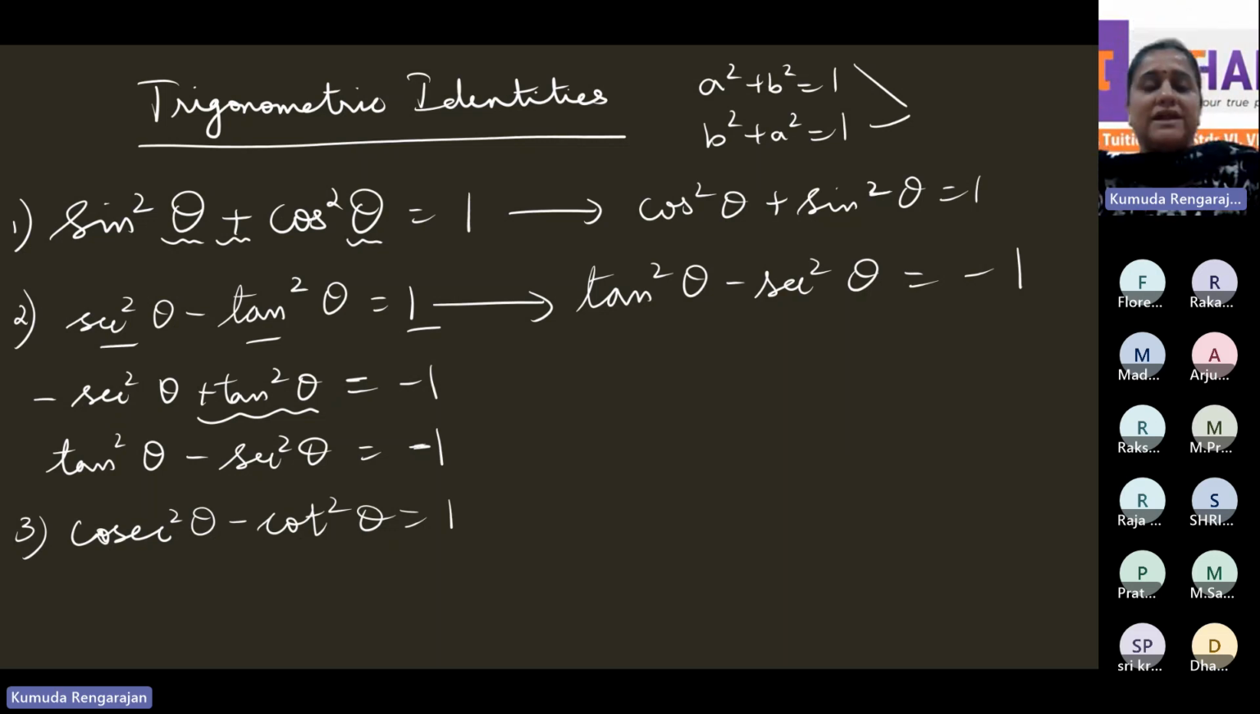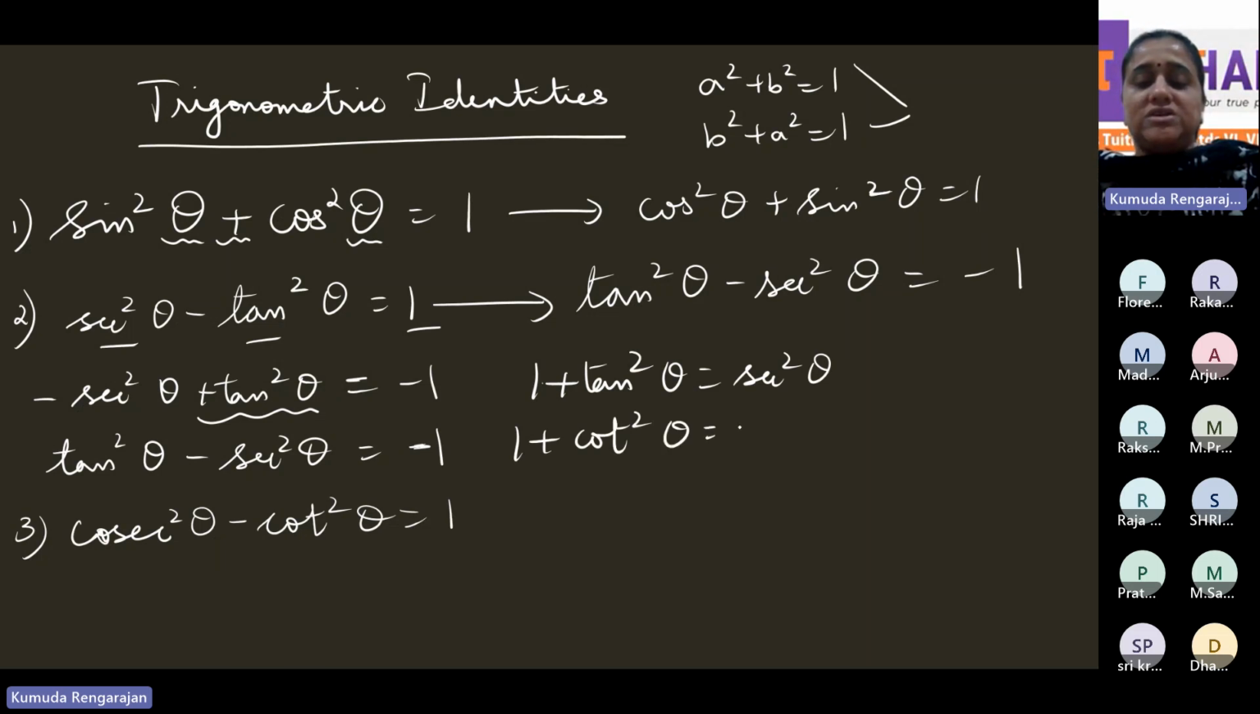There might be a slight difference in the way your school teacher says it. She might say 1 plus tan square theta is equal to secant square theta. 1 plus cot square theta is equal to cosecant square theta. Fine, it's the same.